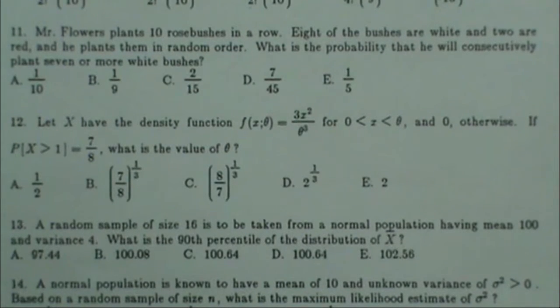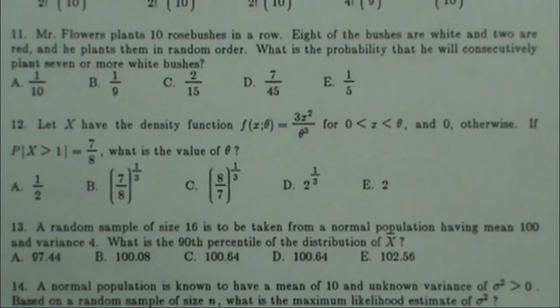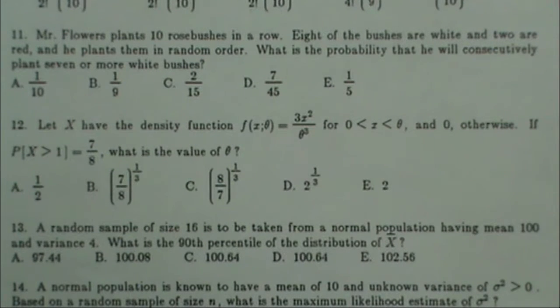Number 12, let x have the density function f of x equal to 3x squared over theta cubed, where x is between 0 and theta. If the probability that x is greater than 1 is equal to 7/8, what is the value of theta?